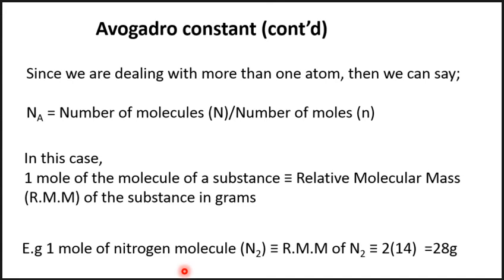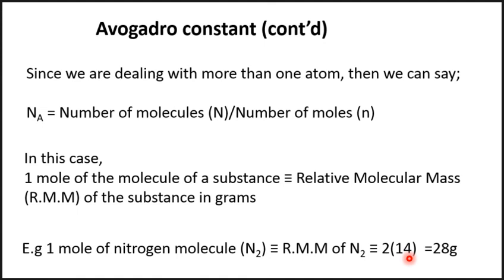Why is a nitrogen atom just N? That means here I am having twice the nitrogen atoms. So if I have 1 mole of nitrogen molecule, it will give me the relative molecular mass of the nitrogen molecule, which is 2 times 14. Knowing full well that 14 gram is just for 1 mole of nitrogen atom.